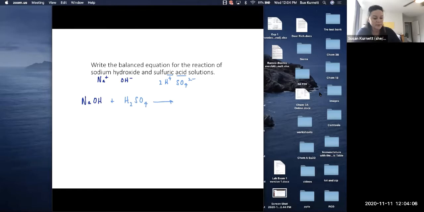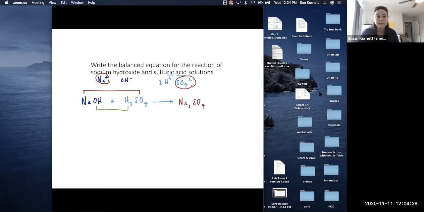This is a double displacement reaction. So we're going to let the cation of the first go with the anion of the second, and the anion of the second go with the cation of the first. We're making water. And so a good question would be, how many waters can we make? Well, one hydroxide here could make 1 water, but here I have 2 hydrogen ions. So if we put a 2 in front of sodium hydroxide, we can form 2 molecules of water.